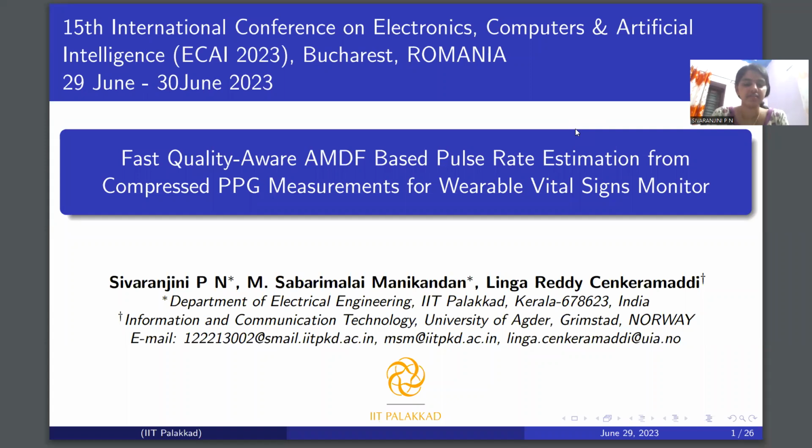Today's topic of presentation is fast quality over AMDF-based pulse rate estimation from compressed PPG measurements for wearable vital signs monitor. The authors of the paper, myself, Shivaranjani P N, and M. Sabarimalai Manikandan from the Department of Electrical Engineering, Indian Institute of Technology, Palakkad, India, and Linga Reddy, Sangama Reddy, collaborating with us from the University of Palakkad.